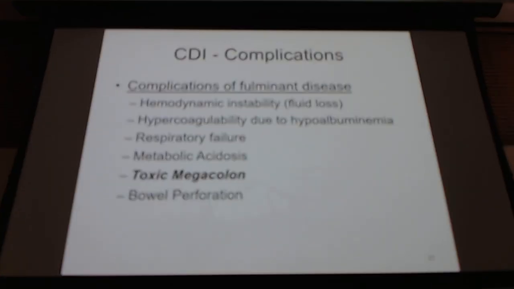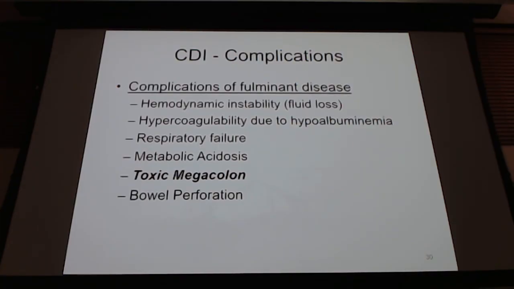What can happen with this? Here's our complications. Obviously, people are going to get hypovolemic, hypotensive. Due to that drop in albumin, it can also cause some hypercoagulability, which puts them at risk for what types of things if they're hypercoagulable? PEs, DVTs, what we call thromboembolisms. We'll worry about that stuff. It can progress bad enough. Typically, these people that are going to have respiratory failure probably have some other comorbidities going on. But we see some metabolic acidosis, progressing to toxic metabolic, and that's not good. And then bowel perforation, very concerning.